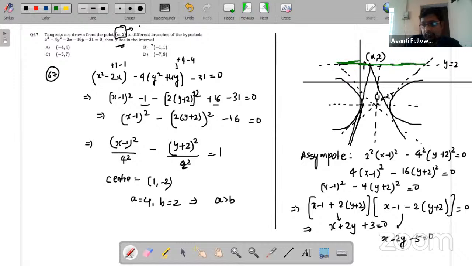This should be my region, right? So what I'll do, basically, I'll find the intersection of this line y equals 2 with these two asymptotes, asymptote number 1 and asymptote number 2, and find these points. If I'm able to find these 2 points, then I can say that alpha should lie between this left side extreme point and right side extreme point, because we know beyond the asymptote line we can't draw two tangents on different branches.